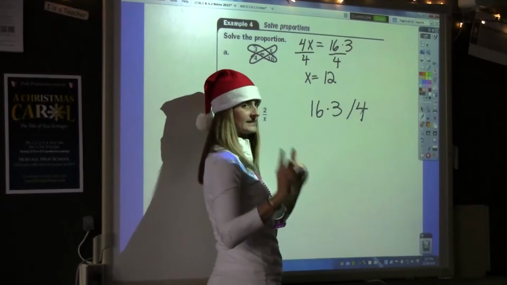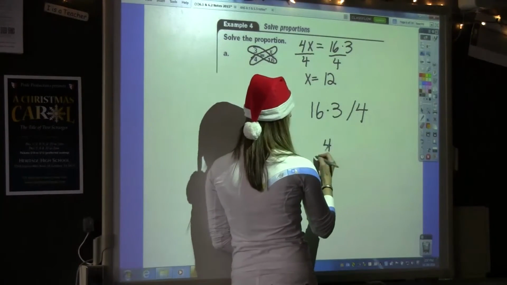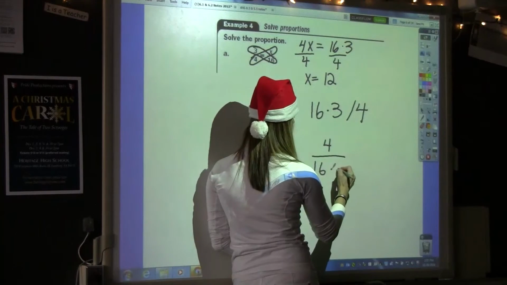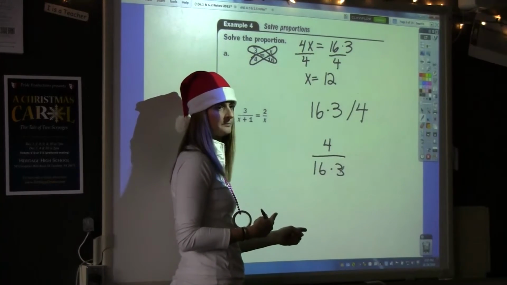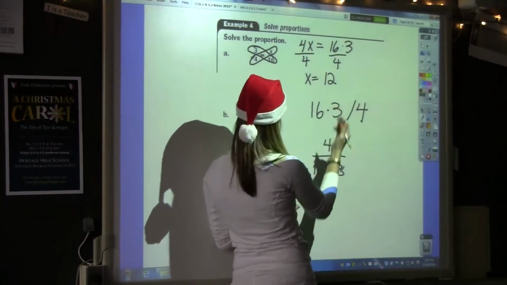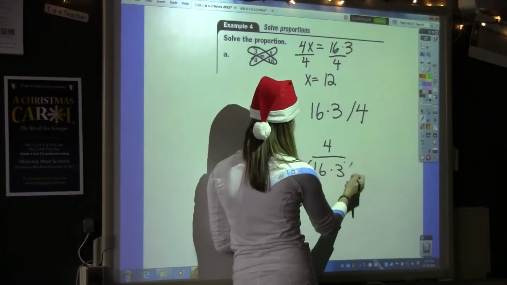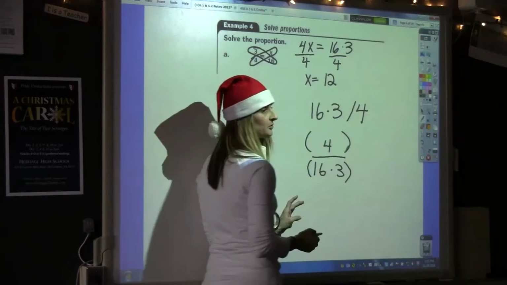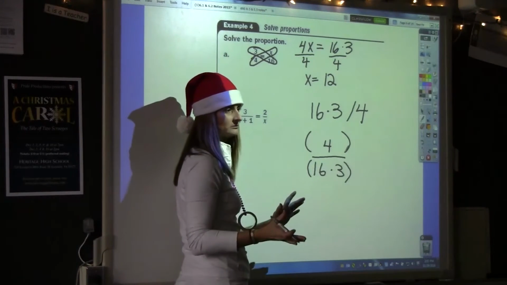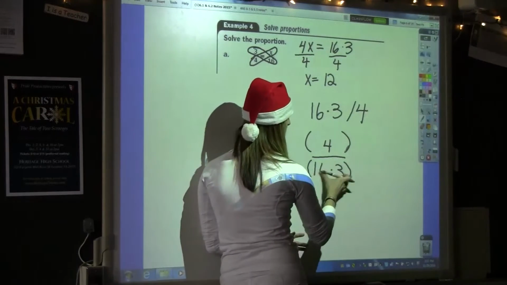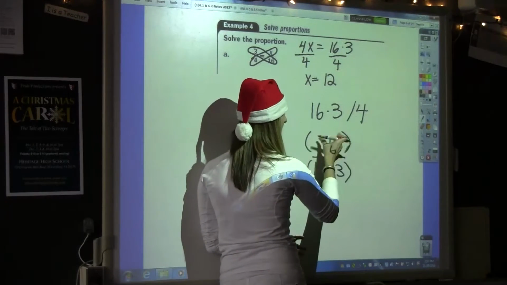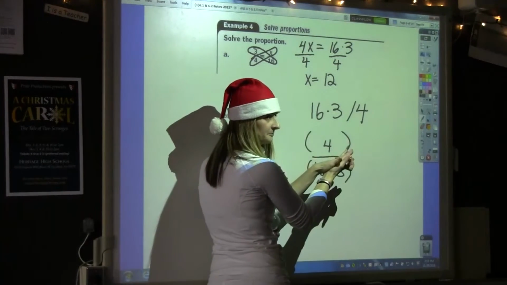But let's just say you had 4 over 16 times 3. You wouldn't be able to enter it in the calculator this way, because there's actually a parentheses around every numerator and denominator in every fraction. They're there. What that means is you need to multiply everything in the denominator and everything in the numerator first and then divide.